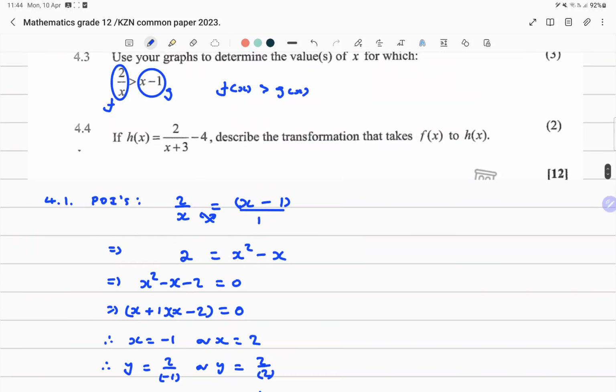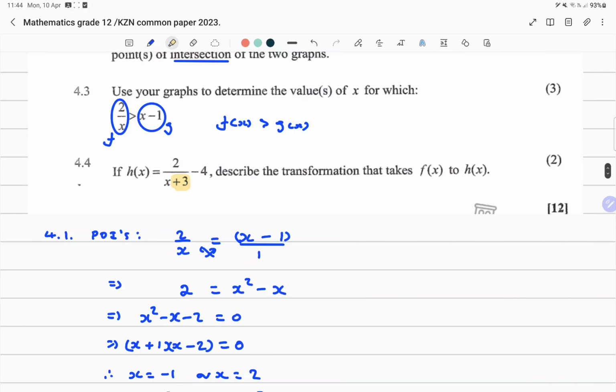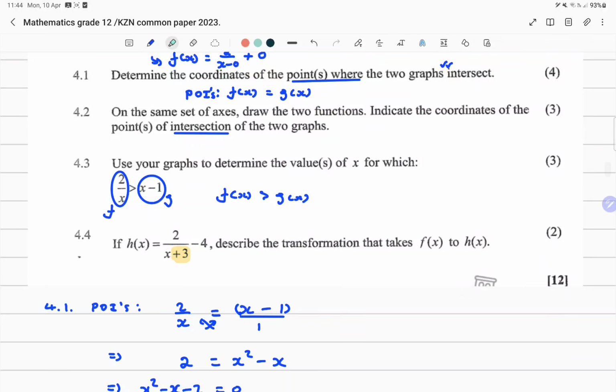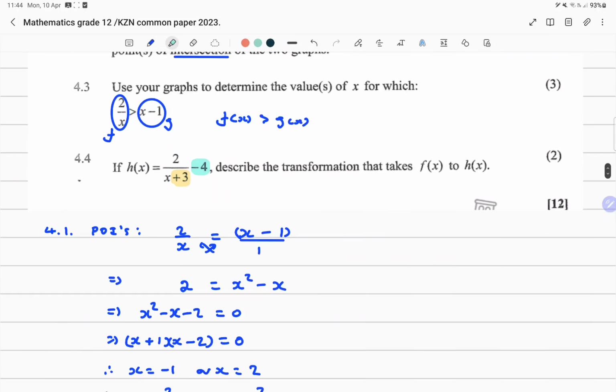So the last question here says, if h of x is 2 divided by x plus 3. So what happened here? We added a 3 to our original f graph in the denominator right there. So we added a 3. And what else did we do? We literally subtracted a 4. So do you see from this graph, we are shifting this graph about. Whenever we add to x, that's a horizontal left shift or horizontal left translation. Then when we subtract from the y values, this is basically a vertical down shift or a vertical down translation.